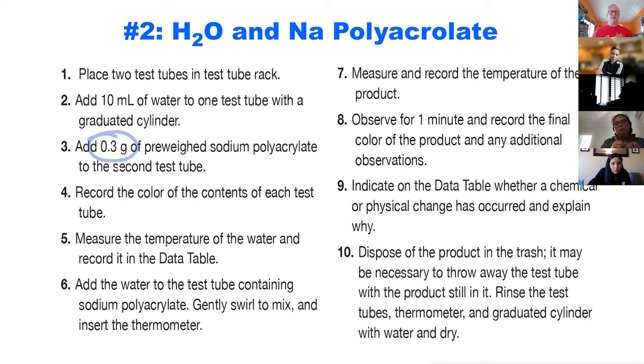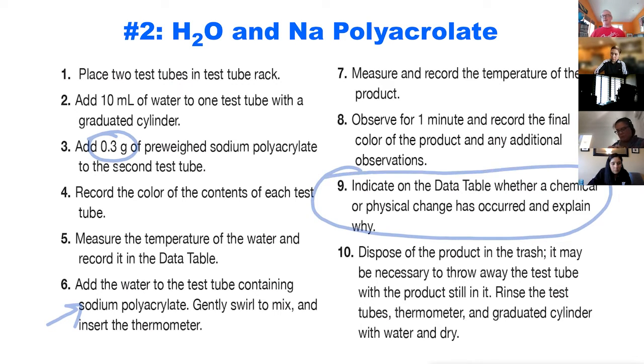I think you have 2 grams. There's plenty left over. Measure the temperature of the water, and then dump the water and the sodium polyacrylate together, put the thermometer in, measure the temperature, look for changes in color, look for light. And then how you're going to write your report is basically recording all of these different things you're going to see, and then explain whether it's a chemical or physical change.